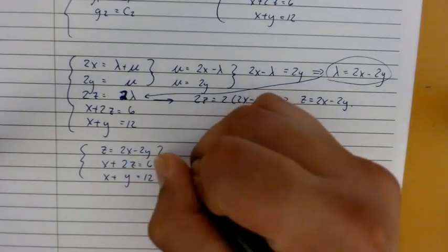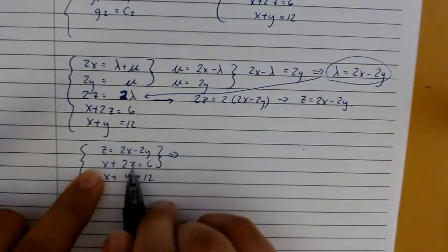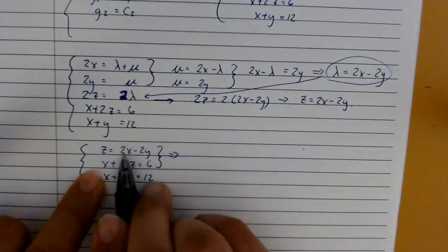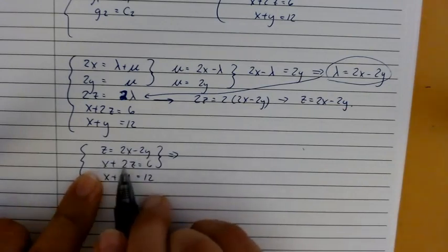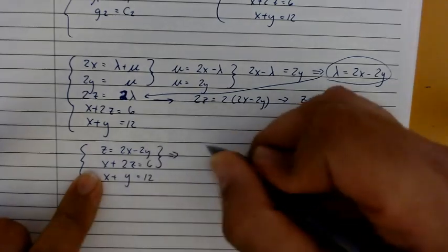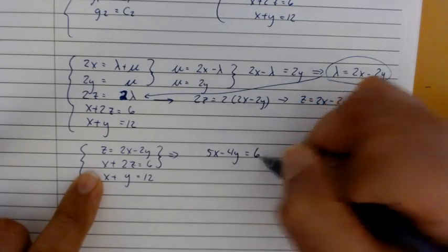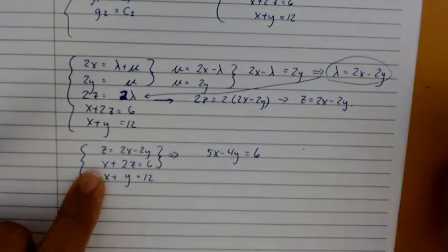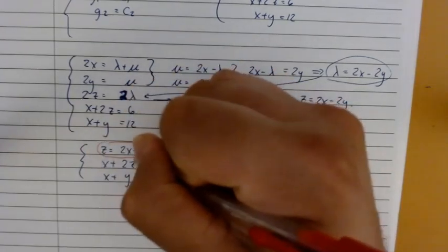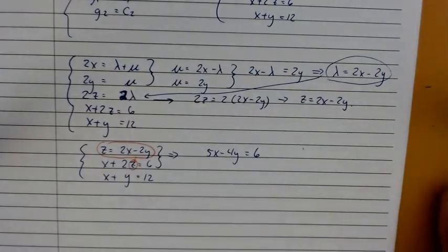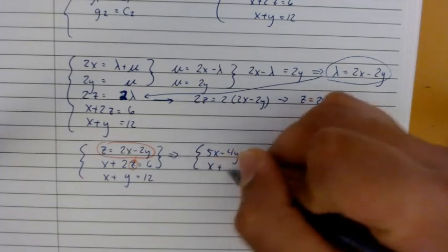Here, I could combine these two. That's going to be double this stuff right here, so that'll be 4x minus 4y. But then I add another x, so that'll be 5x minus 4y equals 6. And again, all I've done is take that z and plug it in right there. Leaving the bottom equation alone, I am now left with a nice simple system of two variables.